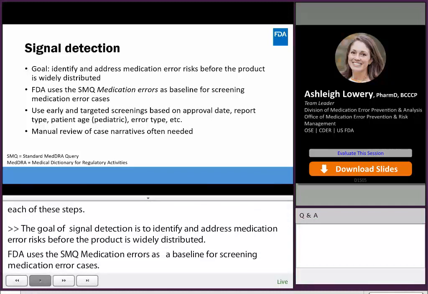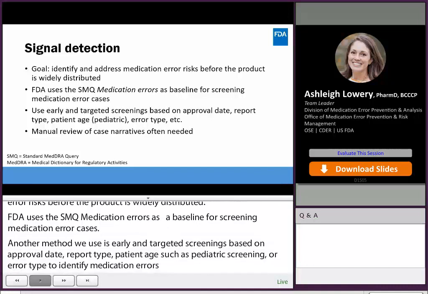Manual review of case narratives is often needed for signal detection, but we're also exploring the use of predictive analytics and artificial intelligence technologies.